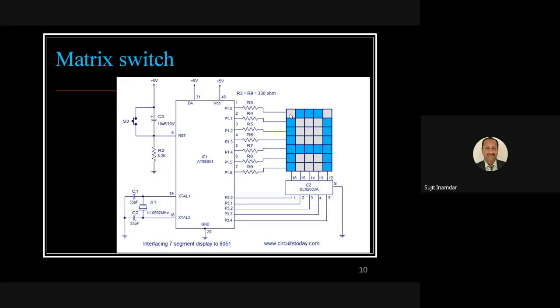And the 5 columns are controlled by one more IC, that is ULN2003A. That also we are supposed to check out. Give the heading matrix switch and draw this diagram.